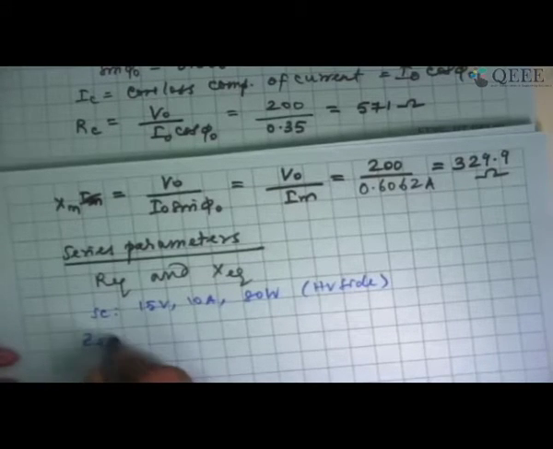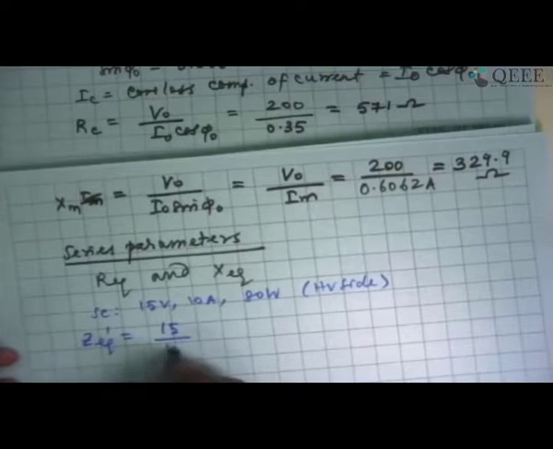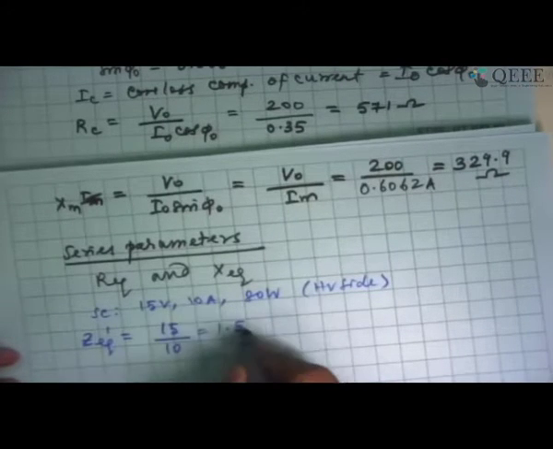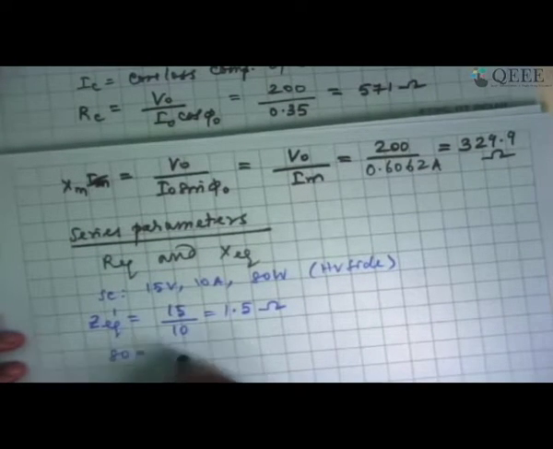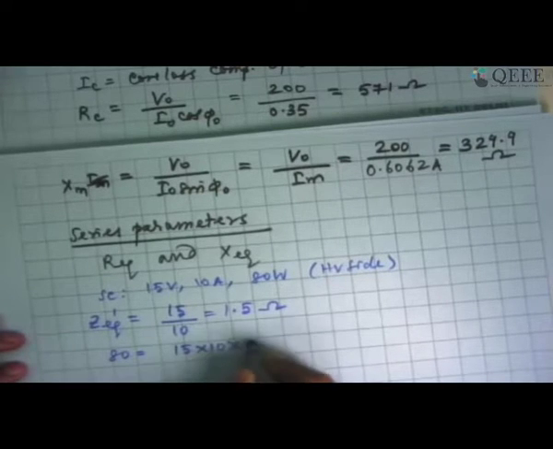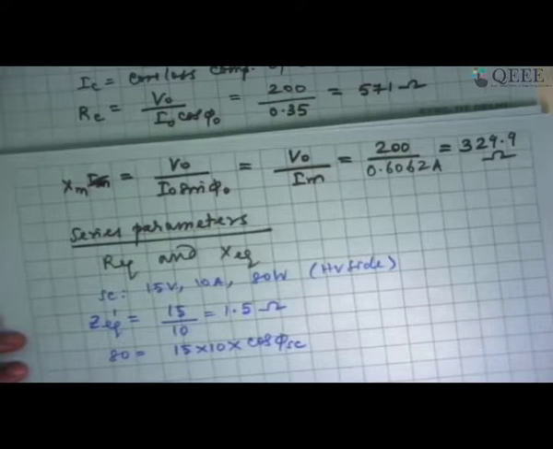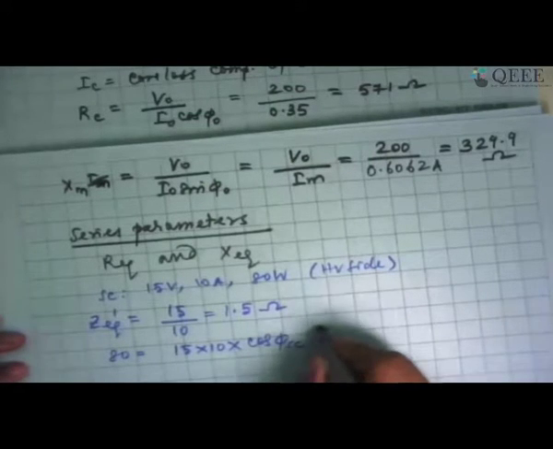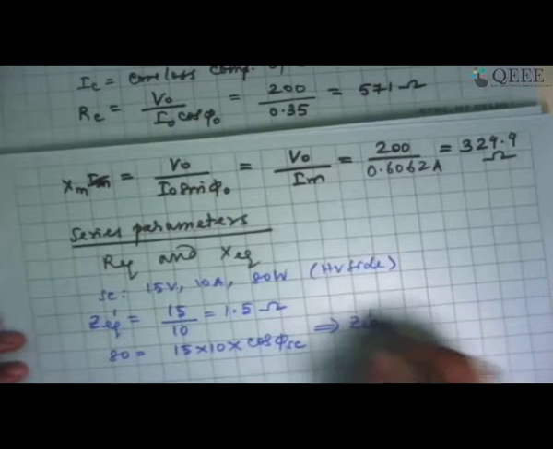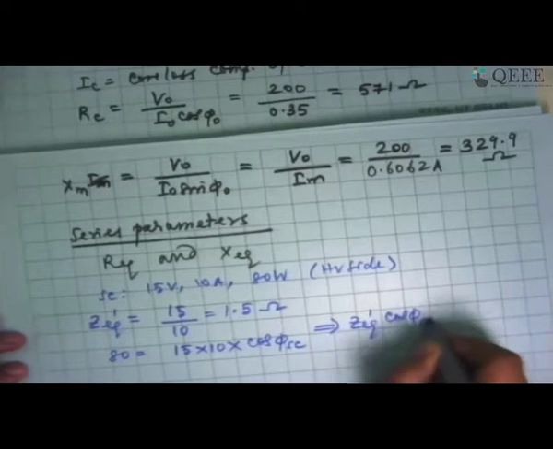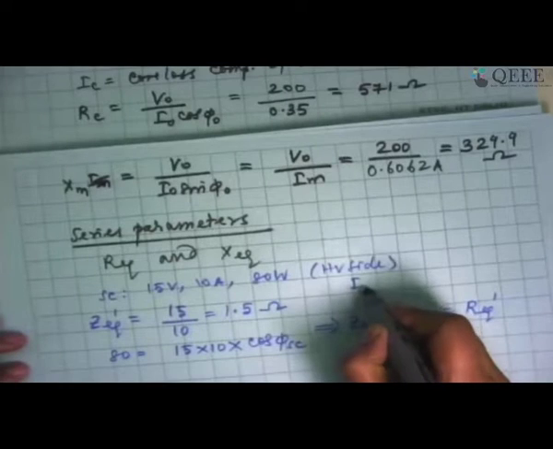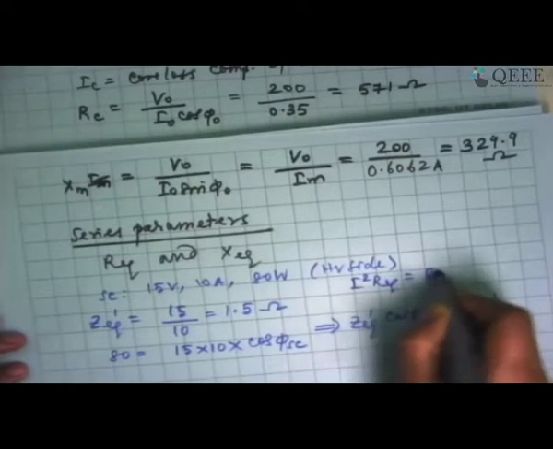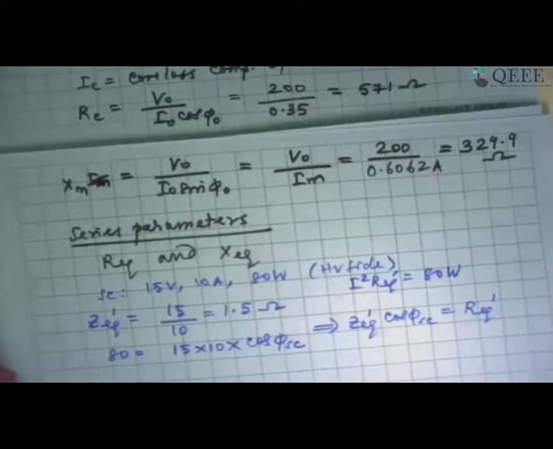So Z equivalent dash will be 15 divided by 10, that is equal to 1.5 ohm, right? And I can say 80 equal to 15 multiplied by 10 multiplied by cos phi SC. So I can calculate what is cos phi SC. Once I calculate that, Z equivalent dash cos phi SC will give me R equivalent dash. I can also do it by I square R equivalent equal to 80 watts. I can do it this way too. There is nothing wrong. Either way is fine. Both should give you the same answer.